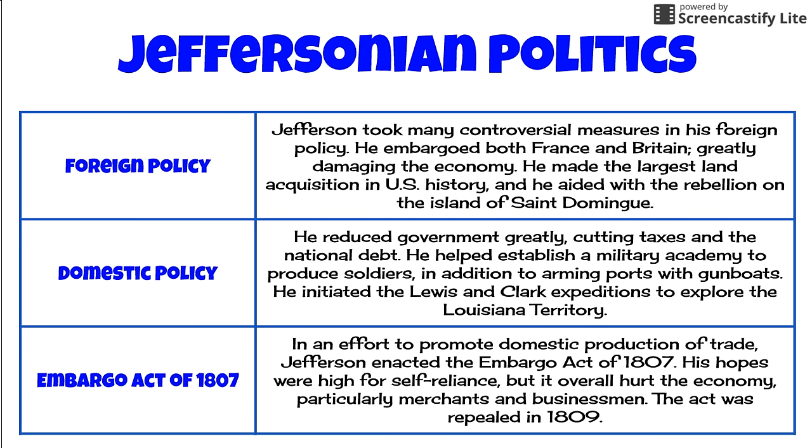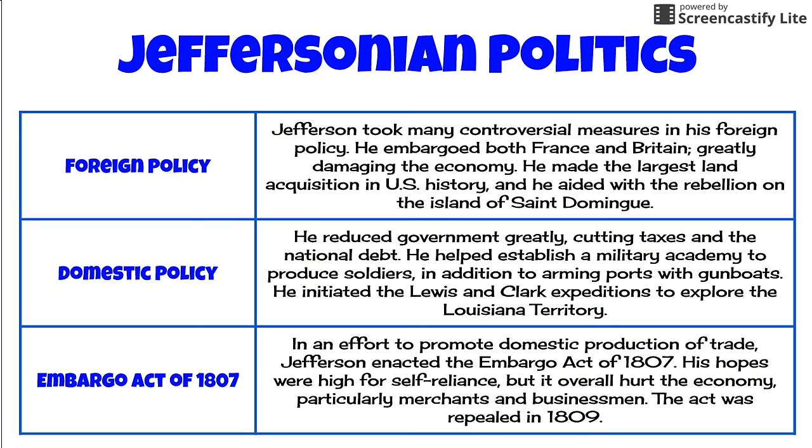So this is pretty much just a recap of Jeffersonian politics. We're going to touch upon each of these things more in detail throughout the chapter, but here we can see overall what Jefferson's approach to governing was. And we mentioned it's that laissez-faire approach, the leave-it-alone approach, that he really wanted the federal government to not be involved in a lot of things. As much as possible, he reduced the federal government's presence in people's lives.